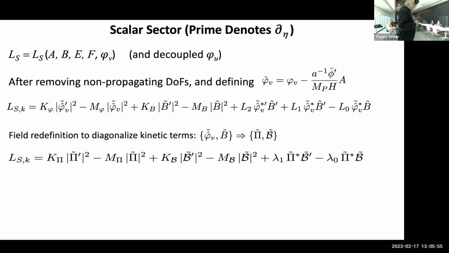As originally written, there are 5 degrees of freedom for the scalar sector. Six, the phi sub mu, is decoupled from the massless sector. You know that these are too many degrees of freedom, so you have to remove the non-propagating degrees of freedom and define another scalar field, which is the combination of phi v and a. And you end up with a scalar Lagrangian that looks like this. And you're still not done because there's a coupling here between phi v prime and b prime. So there's another field redefinition to diagonalize the kinetic terms. So you end up with a Lagrangian involving pi tilde and b tilde. This b is different than that. And it looks like this.